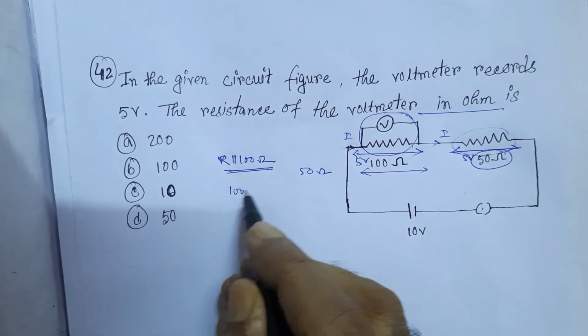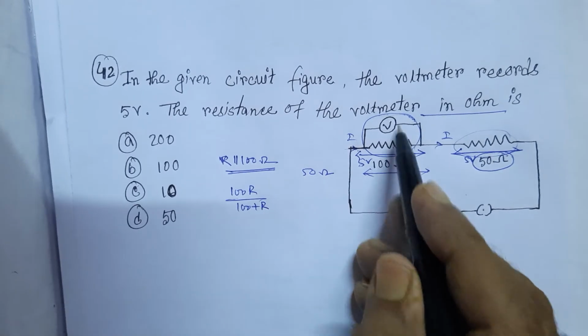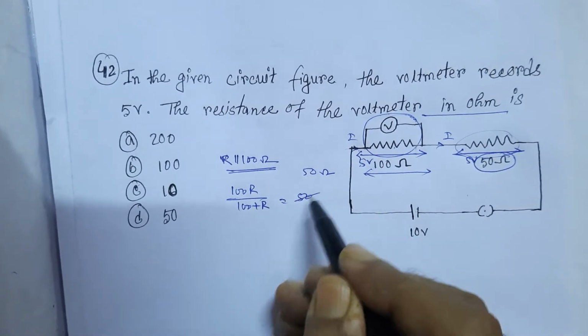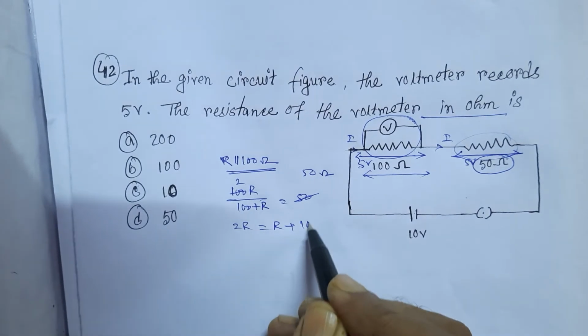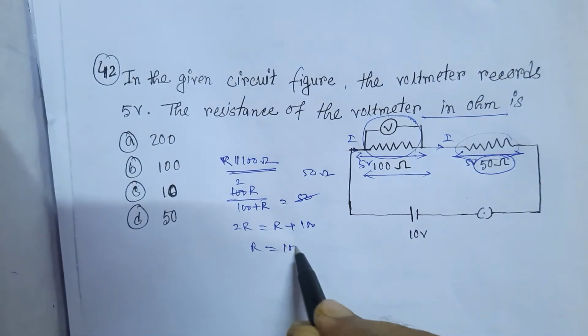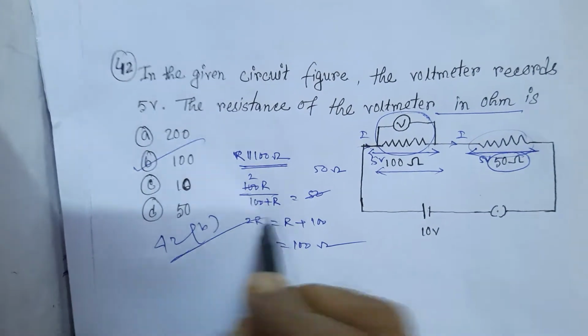R times 100 over 100 plus R, the equivalent resistance of R and 100 ohm, equals 50. So 2R equals R plus 100. Hence, R equals 100 ohm. So our correct choice is B. Correct choice to question number 42 is B.